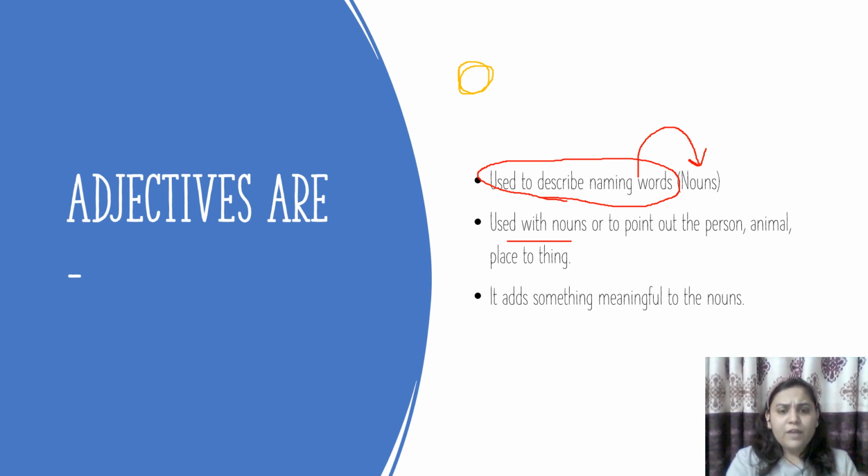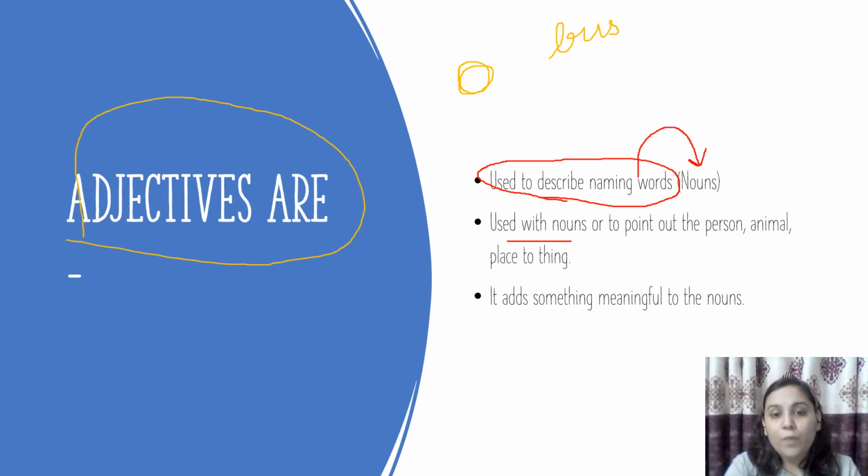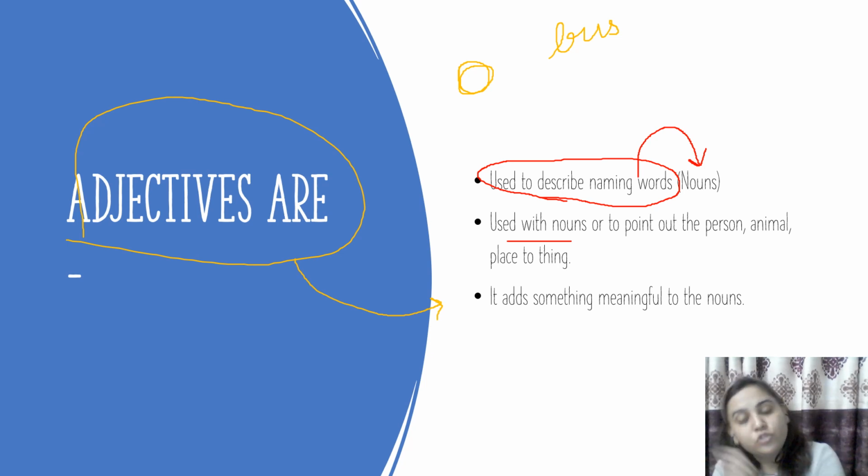For example, if I just say that bus, you don't know how the bus is. But if I say there is a big bus, then it means that we are talking about a bus which is bigger in size. So adjectives, what do they do? What is their job? Their job is to add something meaningful to the naming words or to the noun.